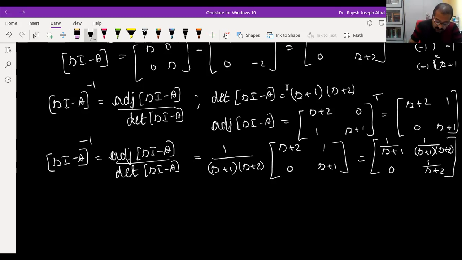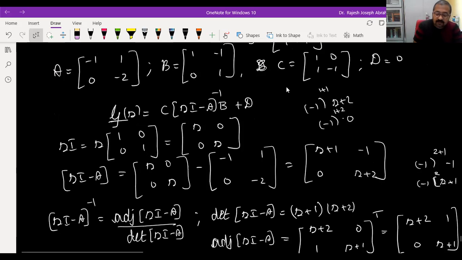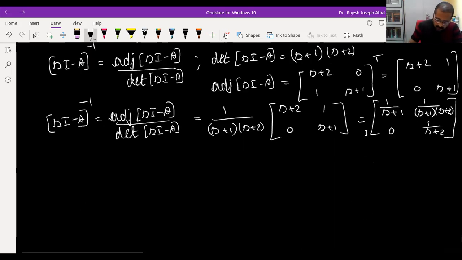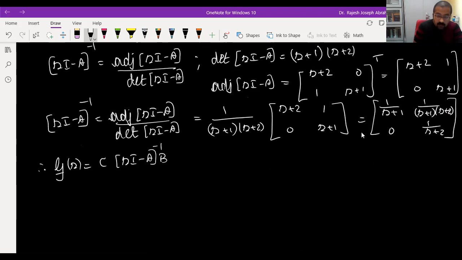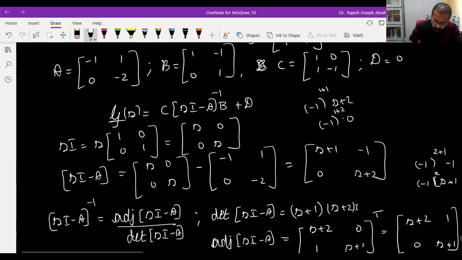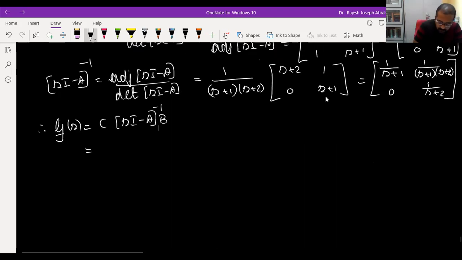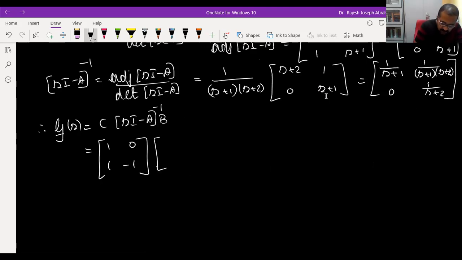What is our G bar? G bar is C into SI minus A inverse B plus D. Therefore, G of S, the transfer function matrix, will be nothing but C into SI minus A inverse B plus D, and D is 0. Okay, so I can write this as C. What is our C matrix? C is 1, 0, 1, minus 1. C into SI minus A inverse. What is that? That is this thing.